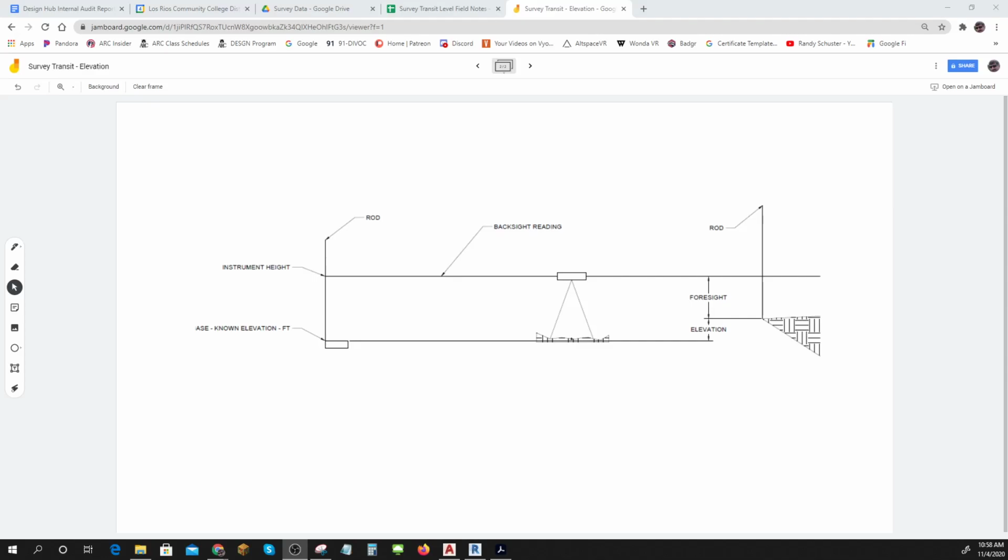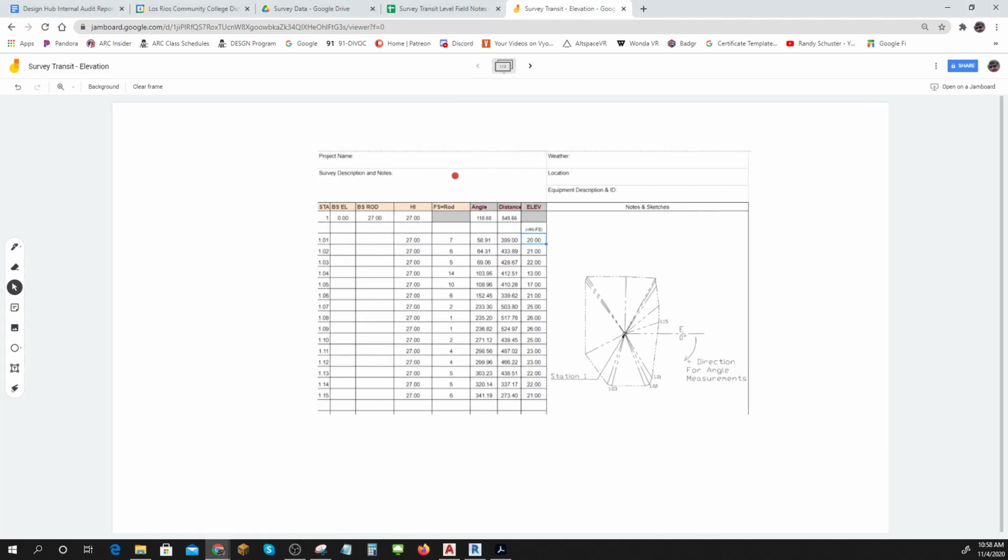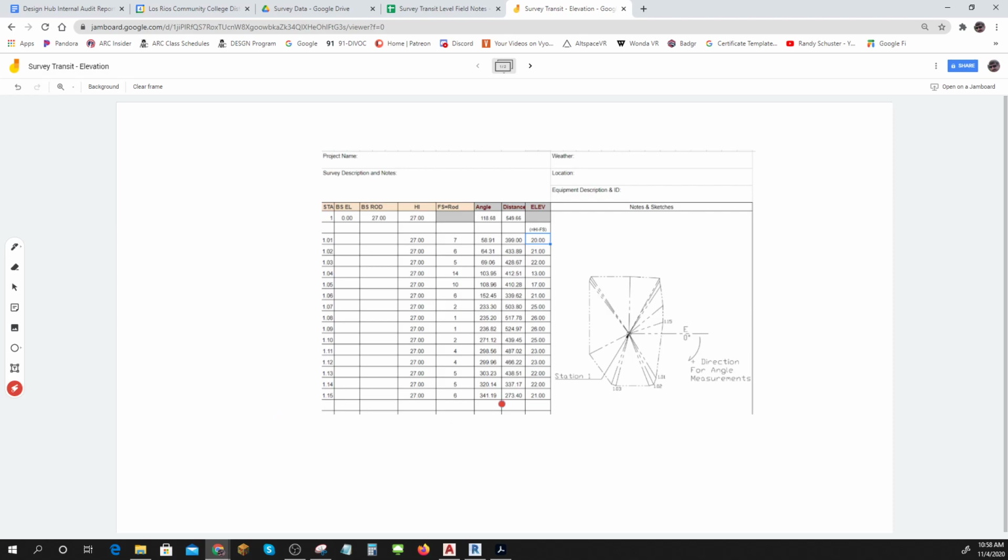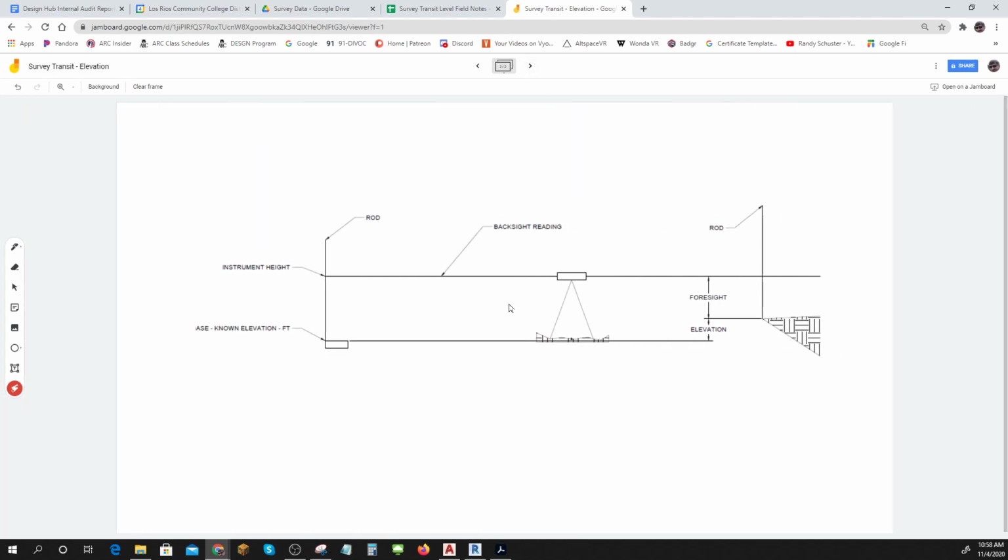Let's take a look and see how the survey works now, when we're also going to do just a little bit more. So in the past, we've had a rod reading from an instrument set in the middle, and we've measured the angle and the distance to the rod, but we haven't taken an elevation yet. So let's see how the elevation looks.